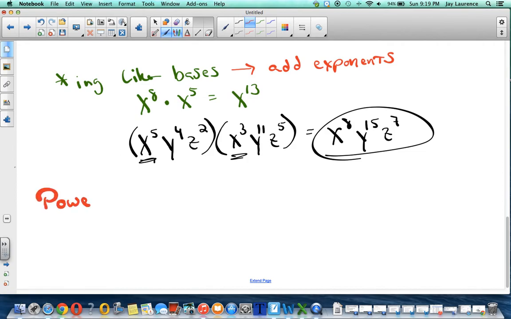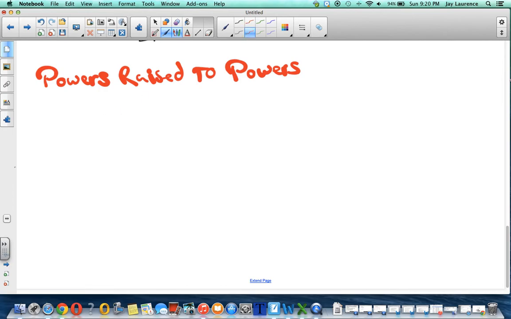Okay, and then we found out when we have powers raised to powers. When we do powers raised to powers, that's a situation like, say, 5x to the 4th y squared, and we're going to cube that. All right, well, first of all, the 5 cubed is 125, right? But the variables are simple. x to the 12th, y to the 6th. 4 times 3 is 12. 2 times 3 is 6.